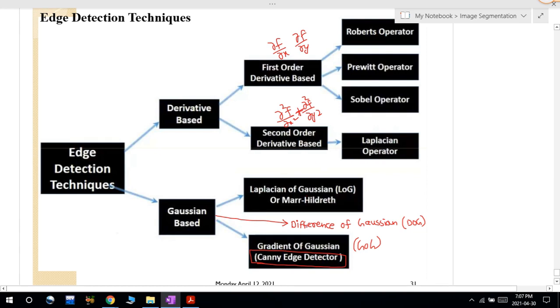And now in today's class, we will discuss differentiation of Gaussian and gradient of Gaussian, which is the Canny edge detector, and we have differentiation of Gaussian.